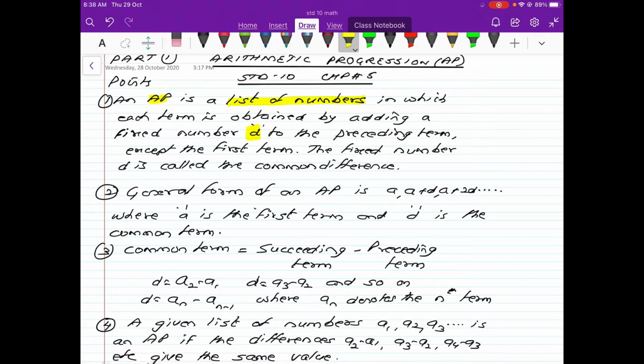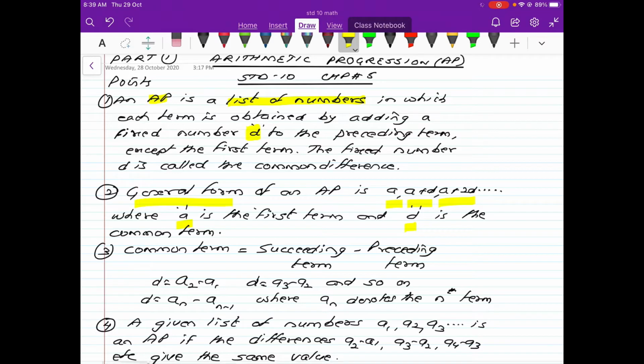So how does an AP look? What's the general form of an AP? The general form of an AP is given as A, the first term, A plus D, the next term, A plus 2D, the third term, A plus 3D, the fourth term, and so on, where A is always called the first term. A or A1 both mean the same thing, and D is the common difference.